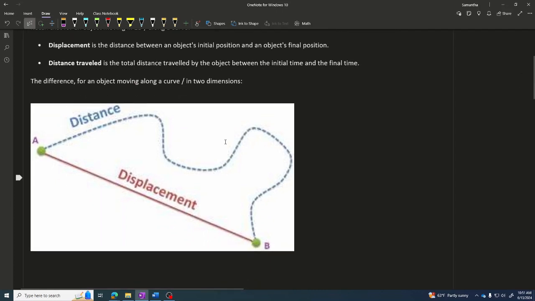If you have an object that moves in two-dimensional space from a point A to a point B, following this dashed blue path in this picture, then the displacement is the distance between the initial position and the final position, just the straight line distance between your start point and your final point. Meanwhile, your distance traveled is your actual distance traveled, accounting for all of this movement outside of the straight line between A and B. Distance is just your total distance traveled along this curve.